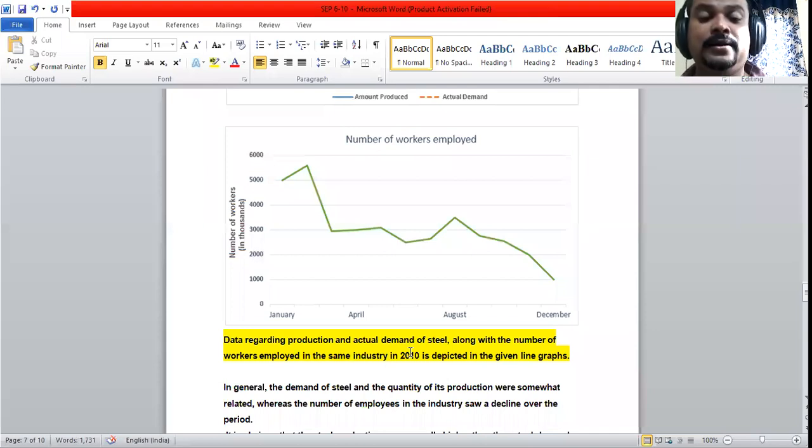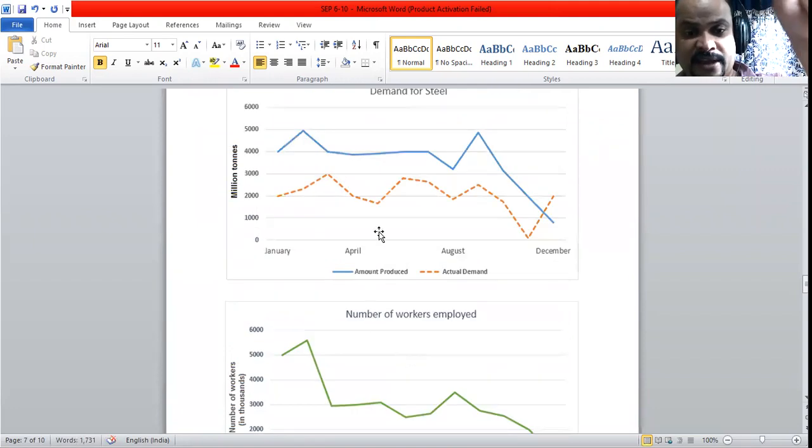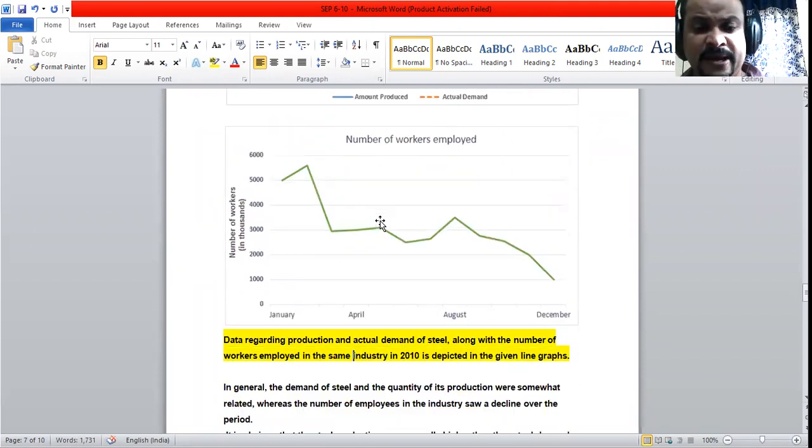So what is there in the given line graphs? We can say that data regarding the production and actual demand of steel, along with the number of workers employed in the same industry in 2010, is depicted in the line graphs. Okay, thank you.